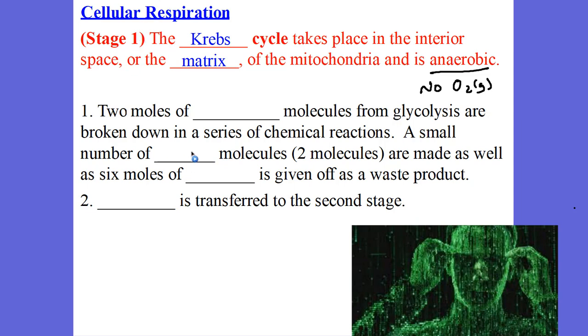And so what's happening here is in the matrix, in the Krebs cycle, these 2 moles of the 3-carbon molecules from glycolysis are being broken down even further. And what do we make? We make some ATP, only 2 molecules of ATP, again, not enough in order to survive, as well as 6 moles of carbon dioxide given off as a waste product. So in stage 1, that is when you breathe out carbon dioxide. That's the product of stage 1, the carbon dioxide. And we have a little bit of energy that's transferred to stage 2. Very similar to photosynthesis, isn't it?